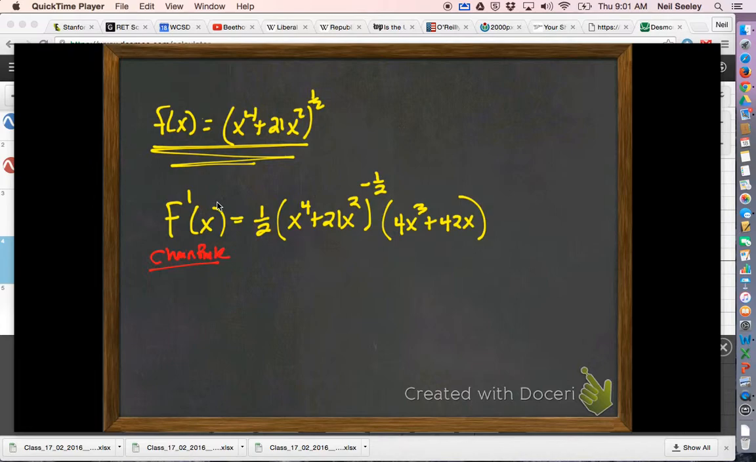That's how we tackle the chain rule. So there it is. Then with that in hand, I can find the slope at x equals 2, because that's what the derivative does. I need that for my tangent line equation. So I'll put 2 in.